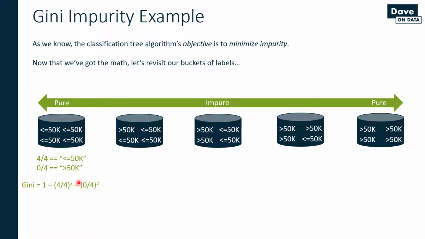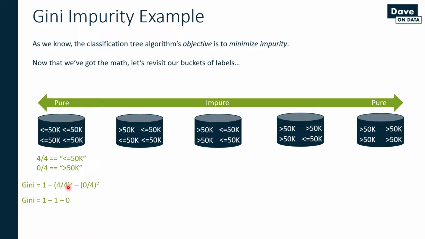All it's telling you is, hey, go through all the class labels for your bucket, for your node, find out what the proportions are. And we already found those out pretty easily, 4 out of 4 and 0 out of 4. And we put the 4 out of 4 here and the 0 out of 4 here. We say, cool. Next up, the equation tells us we need to square these values. So we got a square and a square. Easy peasy, right? So if we plug and chug, we know that 4 out of 4 is equal to 1.